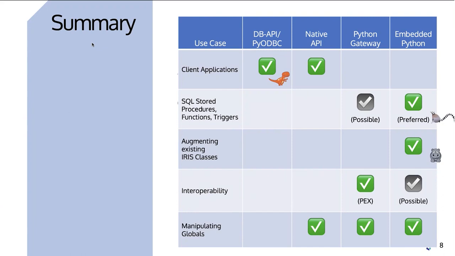And then if you're working with interoperability, that's another place where Python Gateway is a very good option using PEX. But it is possible to do some of that work with embedded Python. And finally, if your project really involves a lot of globals manipulation, focus on globals only, you can use the native API, Python Gateway, or embedded Python for that kind of work.